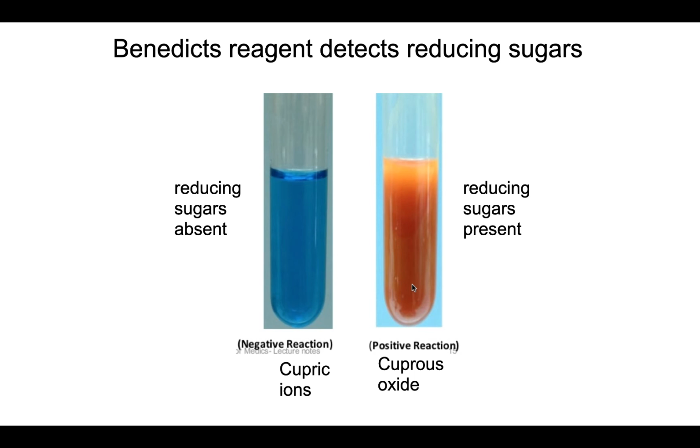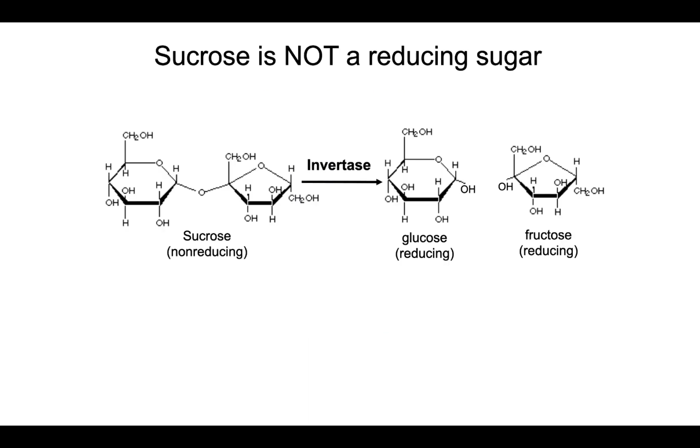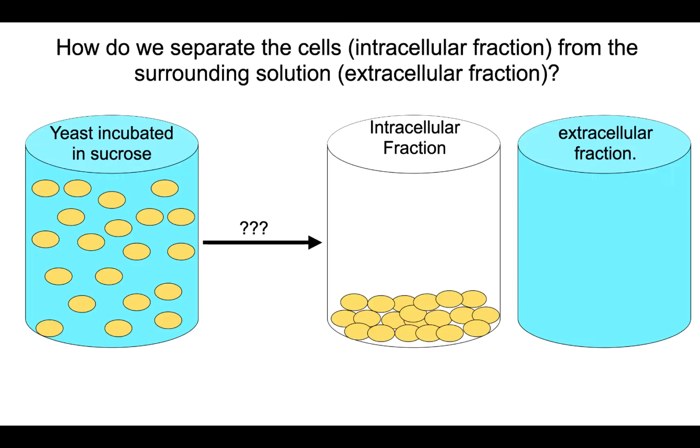So a positive Benedict's test is one in which the color changes to sort of an orange or red color, and you get precipitate forming. And that tells us then that we have the presence of reducing sugars. Sucrose will not test positive for Benedict's. All right, so we're on to something here.